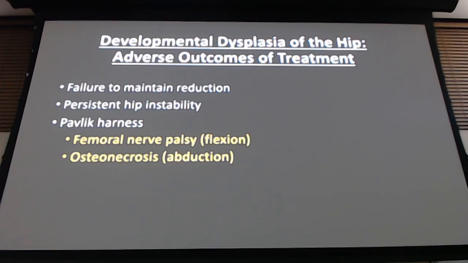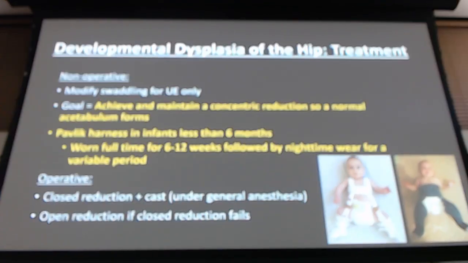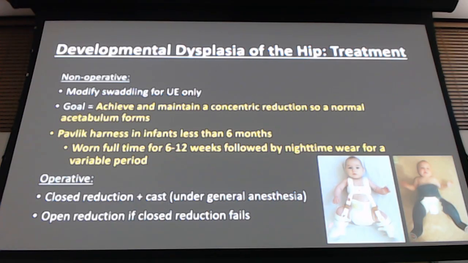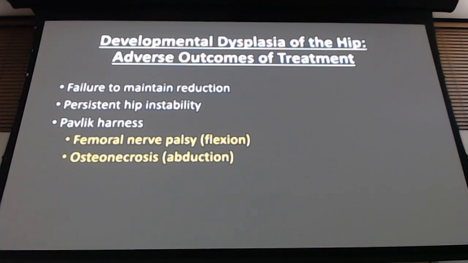So here's your adverse outcomes of treatment. I talked about the Pavlik harness. You must know those. Parents may ask you these. Do you guys understand that here, are the hips abducted or adducted in this position? Abducted. Okay. And the knees are flexed, correct? So you need to know how to put this on correctly, right? Because if you don't, this happens.